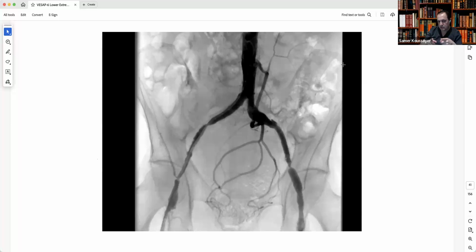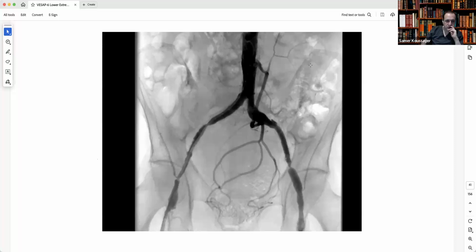So when I see this picture, the first thing I ask him is, how's your sexual life? If he tells me it is bad, I tell him, okay, don't expect it to get better. If his iliacs are open, tell him no, you'll feel better. If he has iliac occlusion and his internal iliac is open, then yes, it can improve with endovascular.